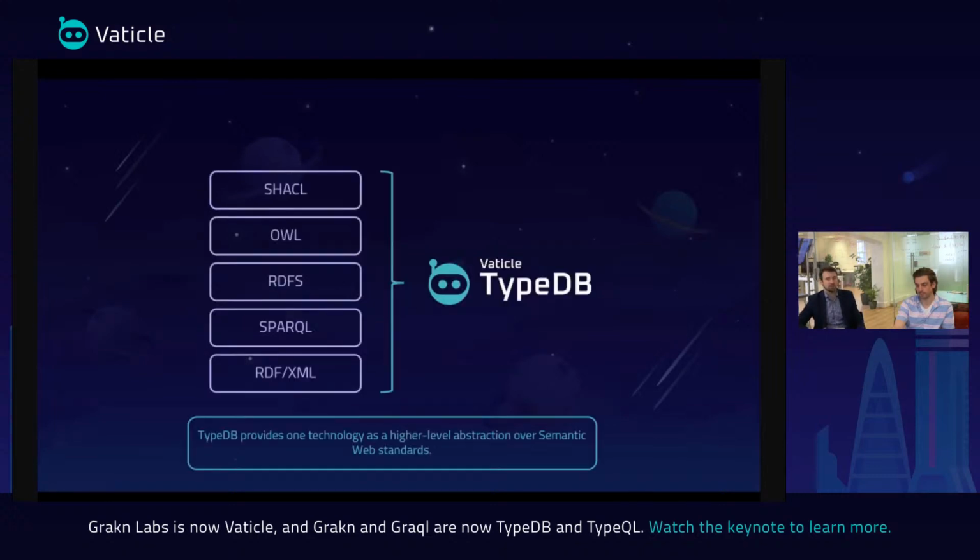And as a final note to leave you with, if you're considering using TypeDB, one of the main things to consider is that while of course it's not as low level, that's the point of TypeDB. TypeDB provides one technology as a higher level abstraction over semantic web standards.